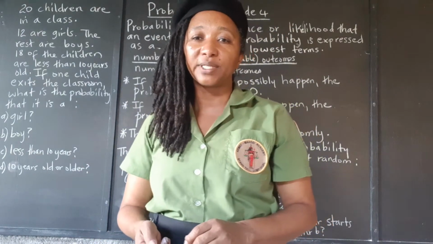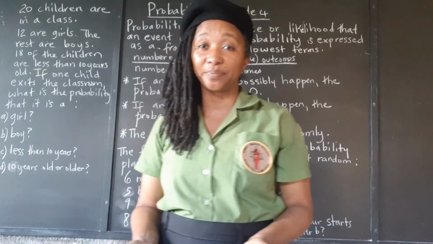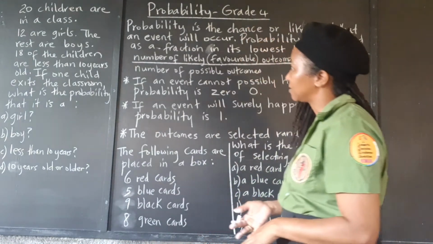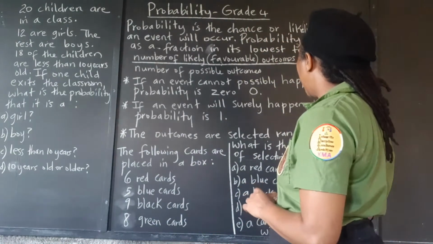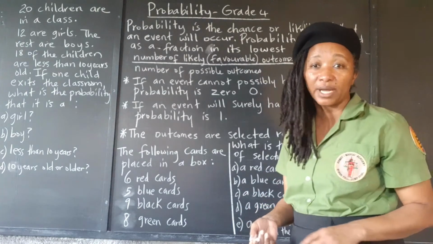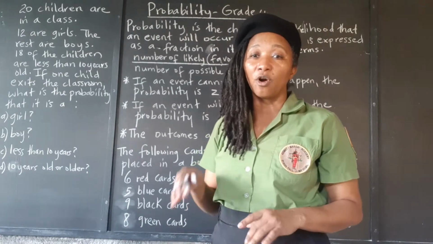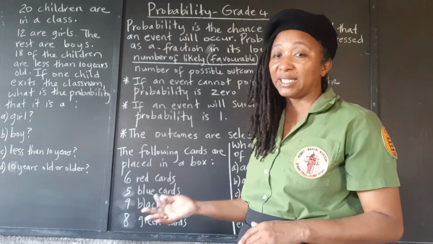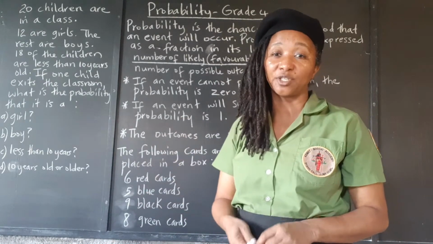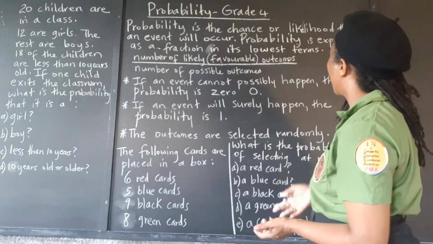This morning we're going to look at probability. What is probability? So let's read some definitions. Probability is the chance or likelihood that an event will occur. Let me read it again. Probability is the chance or likelihood that an event, that something will occur, that something will happen. What's the chance that it is going to happen?